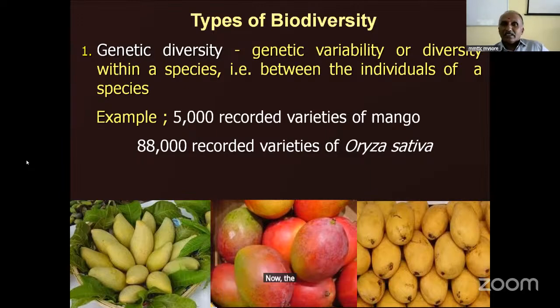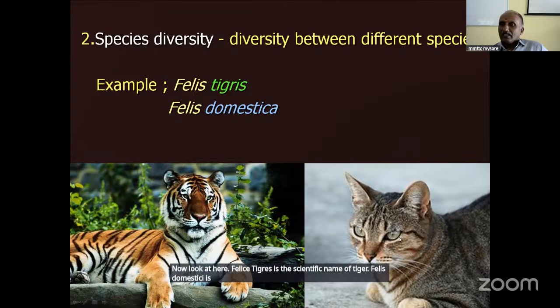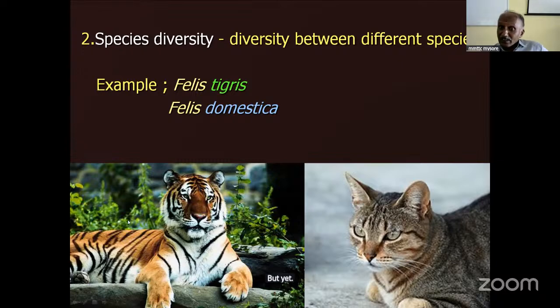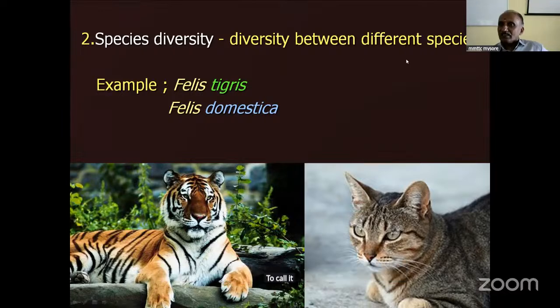Now, the second one is the species diversity. Look here. Felis tigris is the scientific name of tiger. Felis domestica is the scientific name of cat. Both belong to one and the same family. But yet, tiger cannot breed with cat, and cat cannot breed with tiger, isn't it? That is why they are referred to as different species belonging to the same family. So this variation that exists between two different species, you call species diversity.